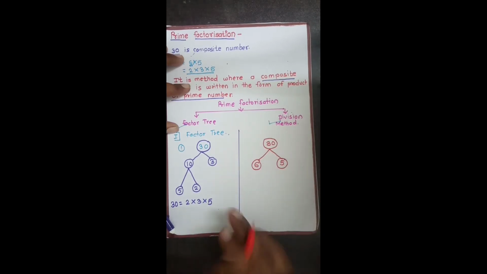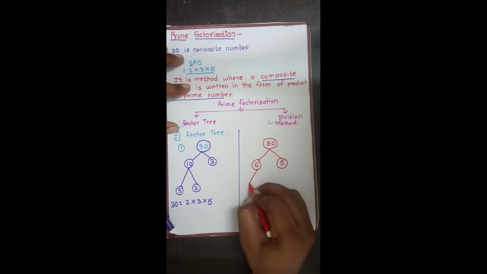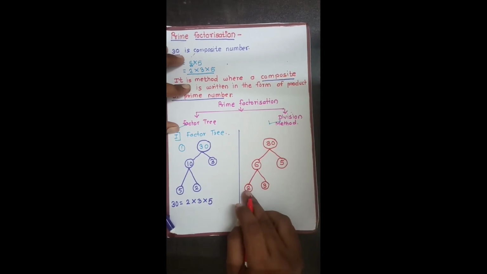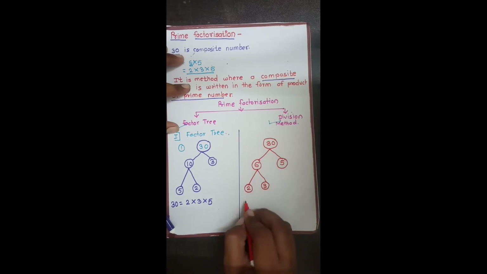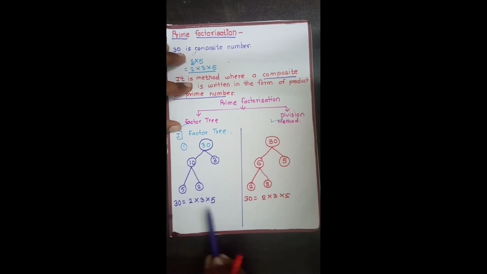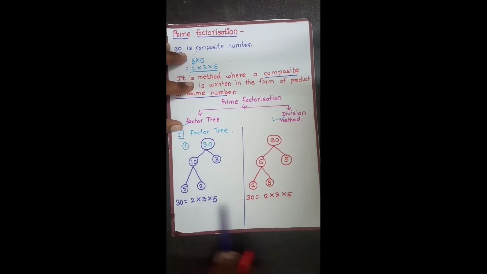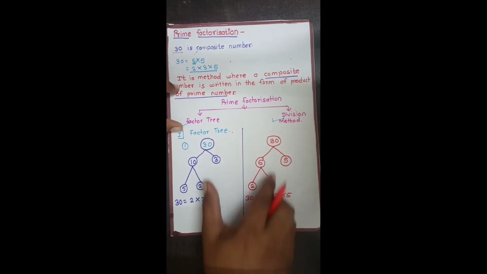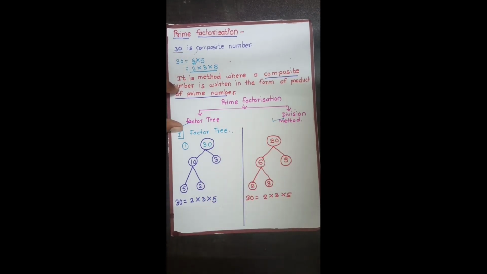5 प्राइम नंबर है, नो प्रॉब्लम, बट 6 इज कंपोजिट. वी कैन राइट 6 एज 2 multiplied by 3. Okay, and then yes, now all numbers are prime numbers, 5, 3 and 2. So 30 is equal to 2 multiplied by 3 multiplied by 5. So see, you can see both the factors are same, and this is known as the prime factorization of any number by factor tree method.